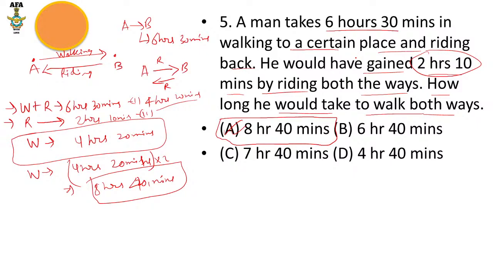For one way he is gaining 2 hours 10 minutes. For both the ways he is gaining 4 hours and 20 minutes. So I just subtracted the value, equation 1 minus equation 2, and I got the time for walking. That is 4 hours 20 minutes. So walking will be 4 hours 20 minutes for one way. For both the ways it will be 4 hours 20 minutes into 2, that is equal to 8 hours 40 minutes.